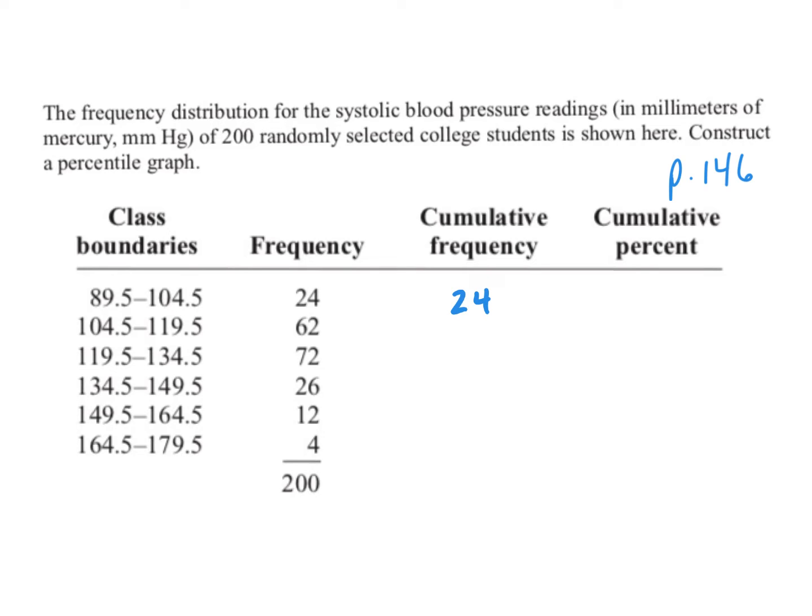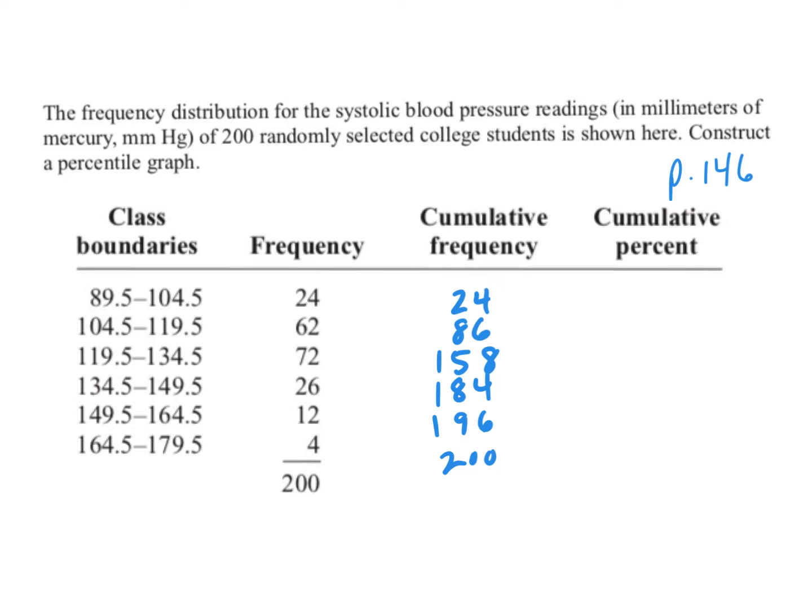All right. So that first one is just 24. Then we're going to add them as we go. So what's the next one going to be? 86. Very good. What's the next one going to be? 158. Then what after that? 184. Then what? 196. And then what does the last one have to be? 200. So when we add them up, it should equal the grand total.